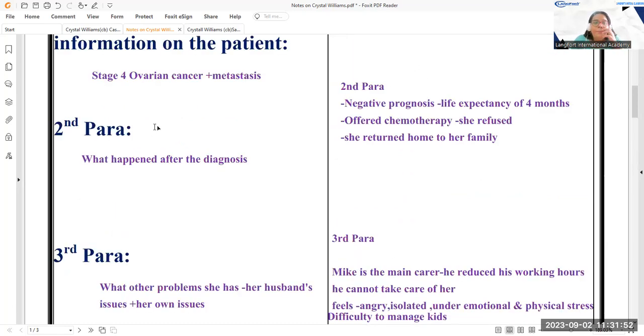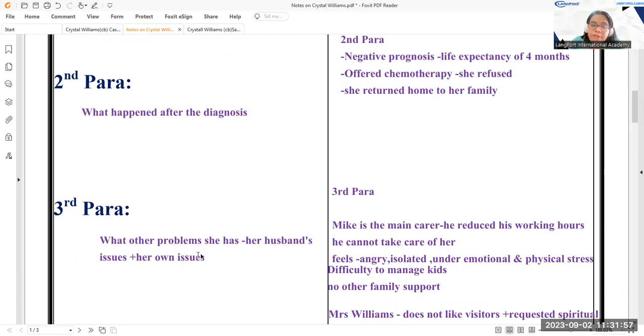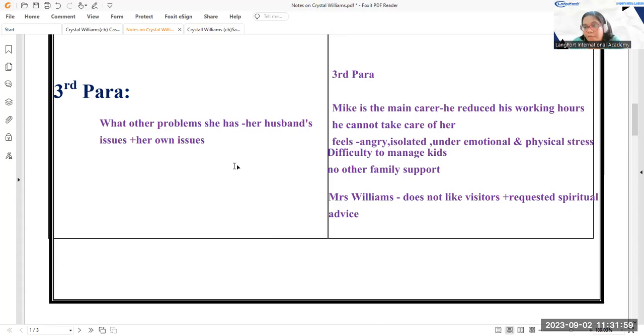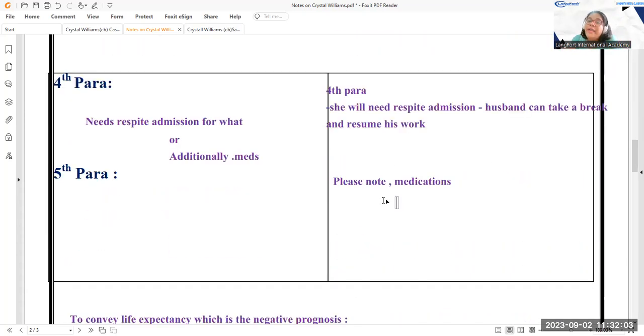But I wouldn't recommend medications here, because here we are talking about past issues. In the second paragraph, we are focusing on the issues after the diagnosis. In the third paragraph, we are focusing on other problems that the patient has. I didn't want to break that logical flow. That's why I mentioned the medications at the end, because it's not a problem, rather it's an extra piece of information.